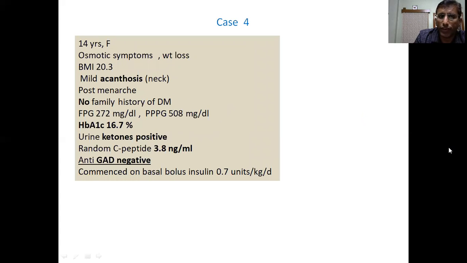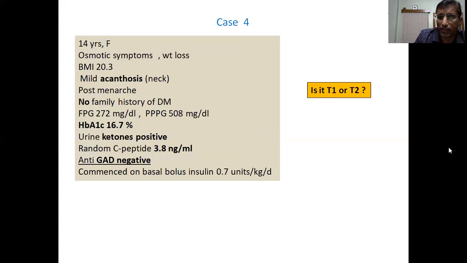Moving to the next, a 14-year-old girl, osmotic symptoms, weight loss, BMI 20, a thin phenotype, mild acanthosis, no family history of diabetes, high HbA1c, severe hyperglycemia, urine ketones were positive, random C-peptide 3.8, again within normal limits, anti-GAD antibodies were negative. So again here, there are certain features which favor type 2, and certain which are not very typical of type 2, like being thin, ketones positive, low normal C-peptide. So in this child, we chose to treat her with basal bolus insulin, assuming she might be an impending type 1 with progressive loss of C-peptide.